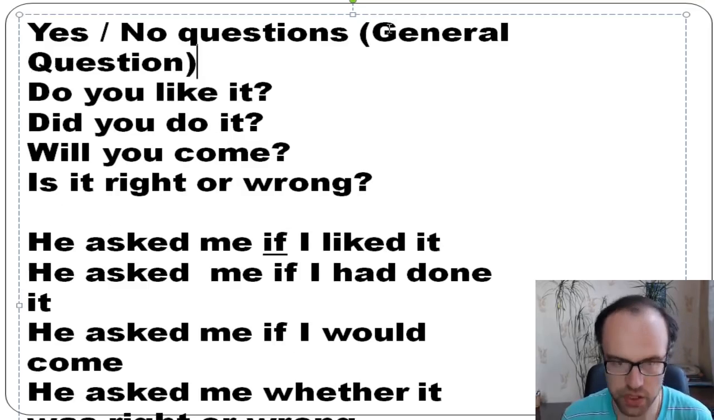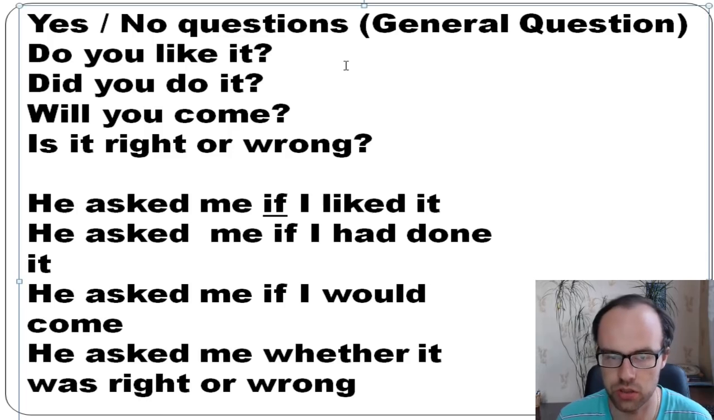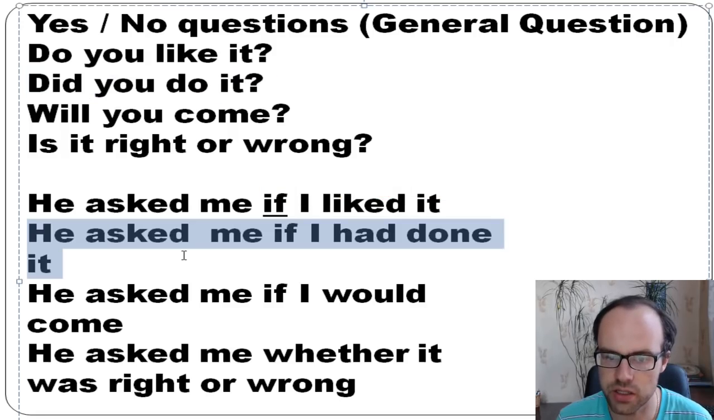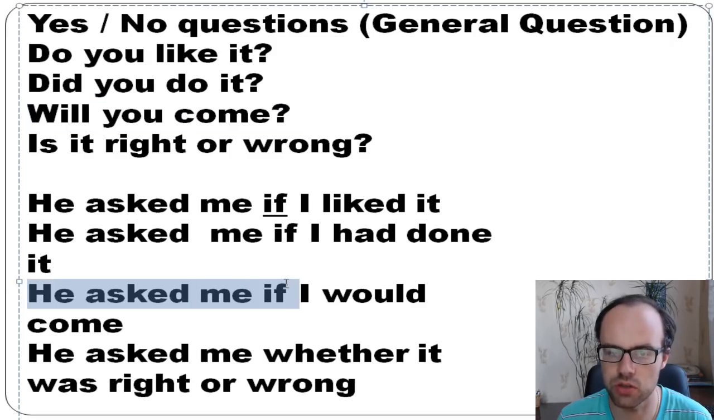So if your answer can be yes or no, so it's a general question. Good. So, do you like it? He asked me if I like it, so you put if. Did you do it? He asked me if I had done it. So one time before, you see had done, and we add if. Will you come? He asked me if I would come. We always use if in general questions in reported speech, and we change will to would.